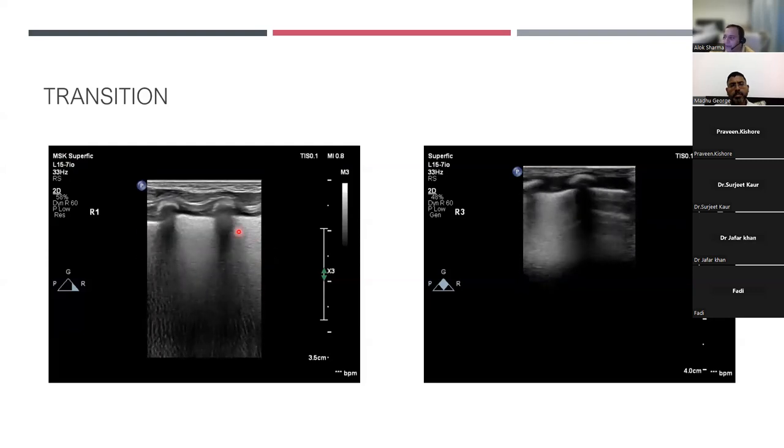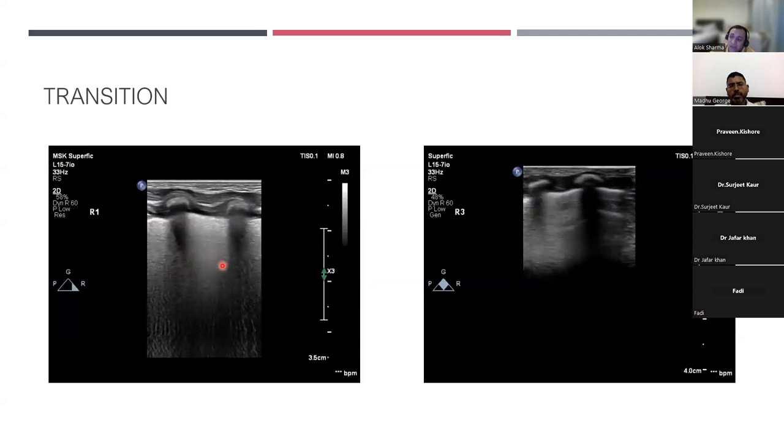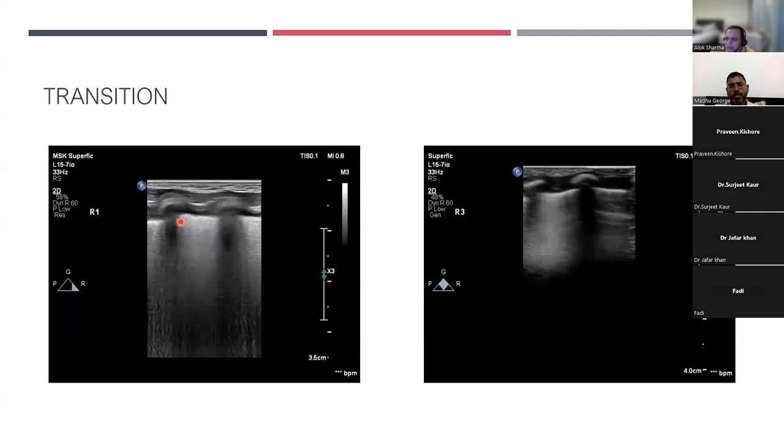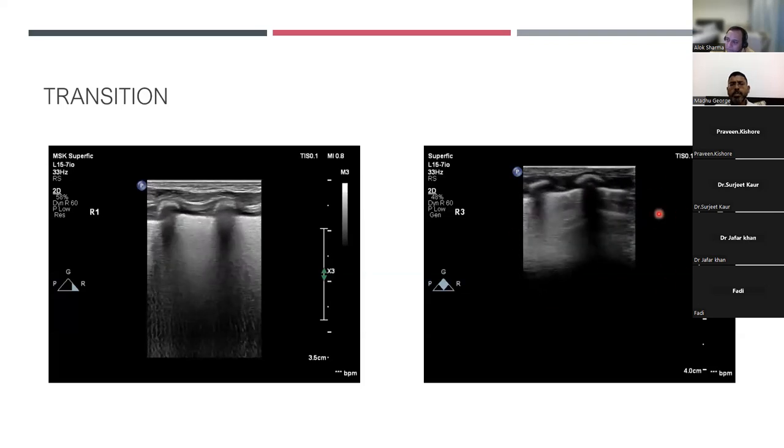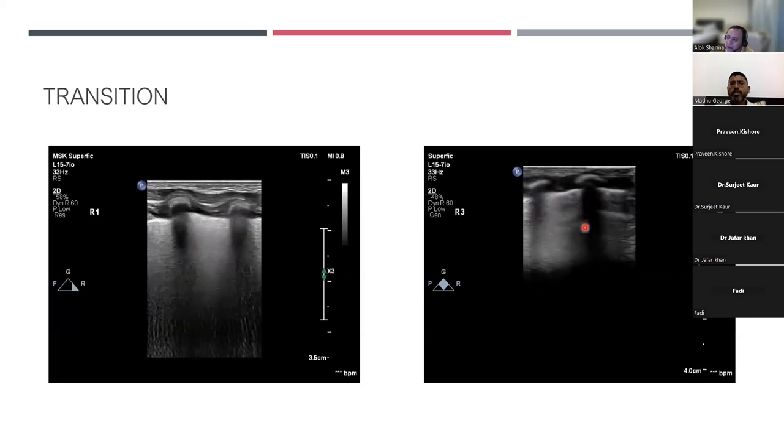And really, when I look at this particular area, R1, I can see that it's got compact B-lines with pleura that looks blurred, but is more or less continuous, and no subpleural consolidations. When I come to this region, R3, again, I can see lung that's well aerated.